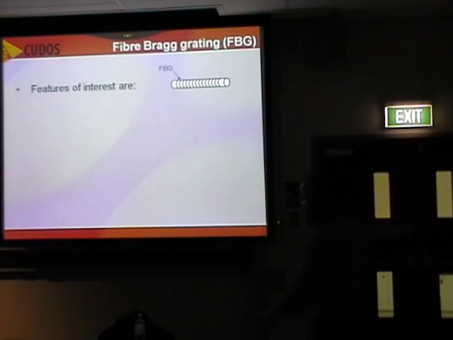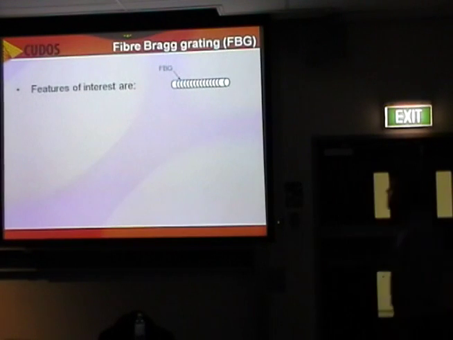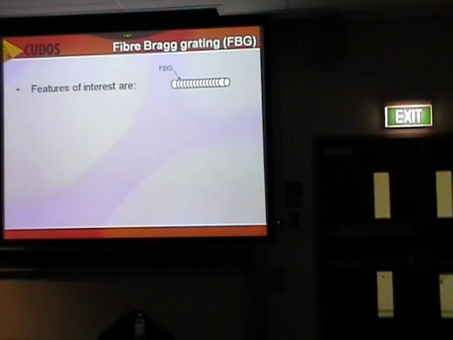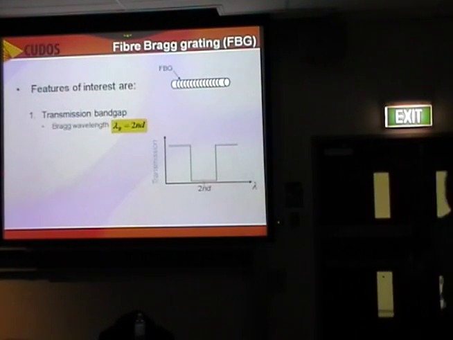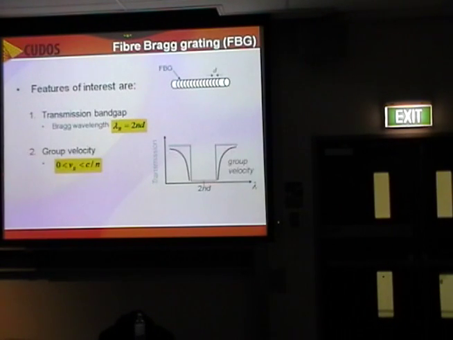And let me just remind people how a fiber grating works. This is a grating that's been written into the core of an optical fiber. And of course it has a stop band, a range of frequencies where light is forbidden and it's reflected, or in transmission, nothing gets through. We have a Bragg wavelength, 2nd, where d is the period of the grating, and the key concept here is that the group velocity of light goes to zero right near the edge, and on a computer, it literally goes to zero right near the band edge.